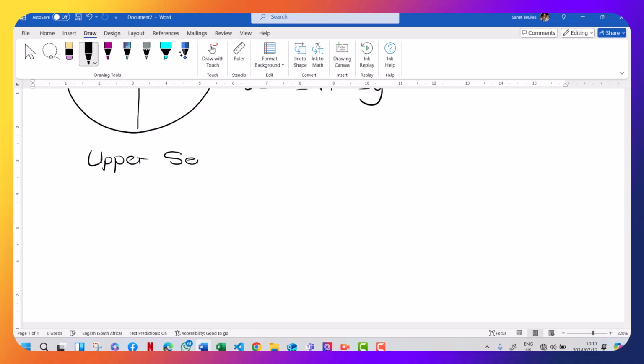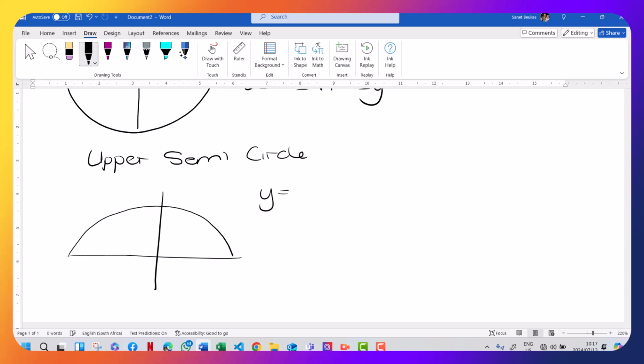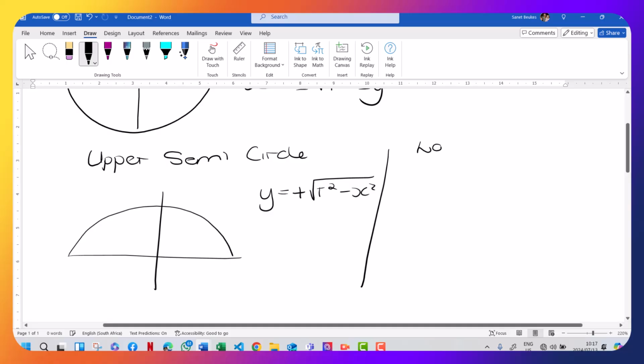Your upper semicircle is where y is still the subject. It's going to look like this. So y is equal to square root radius squared minus x squared. You can write a plus there or nothing. Then you have your lower semicircle.